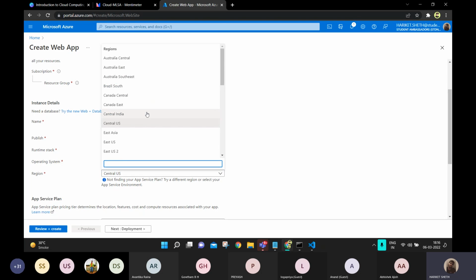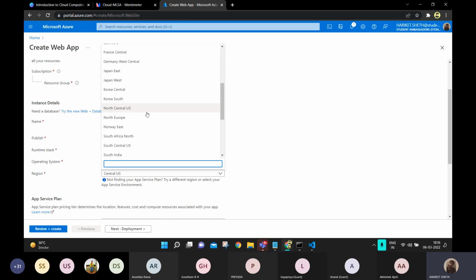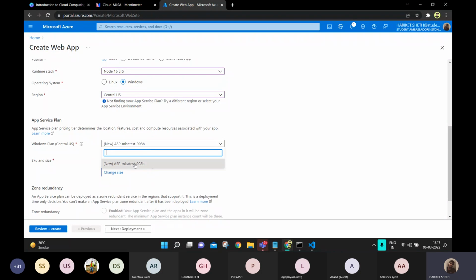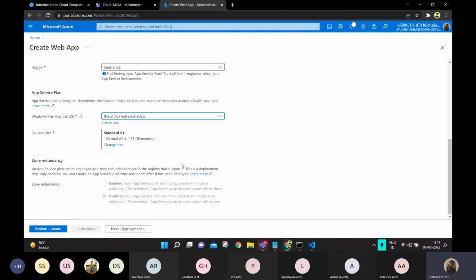For the region, as you can see, a lot of regions are available here. I'll go with the default one, which is Central US. Otherwise, you can also go with Central India, it doesn't matter. I'm just going with the default ones. I have this Windows plan. Again, I'm not changing this.